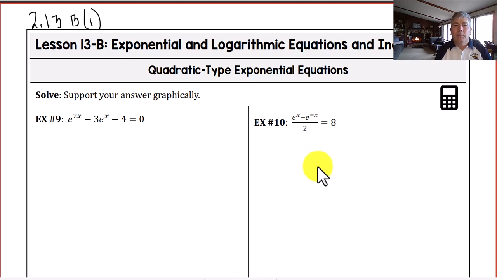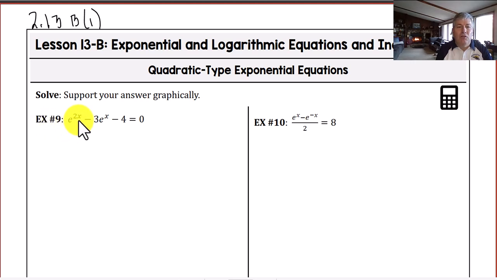Welcome back. The objectives of this video are to solve quadratic type exponential equations and quadratic type logarithmic equations. We'll also verify our answers graphically using our graphing utility. The other thing we'll see here is the concept of U substitution to help us factor and solve what would be quadratic type equations. So let's take a look at example 9.